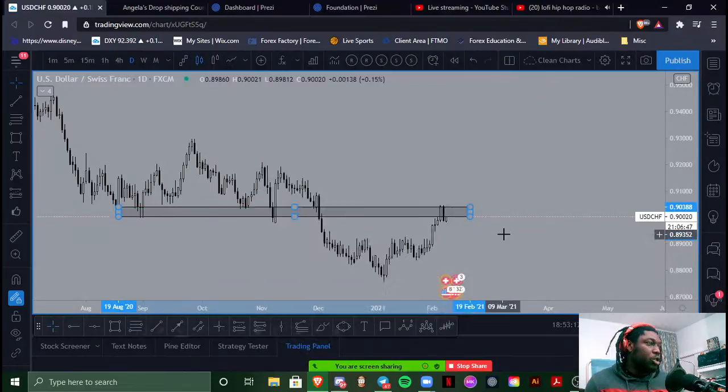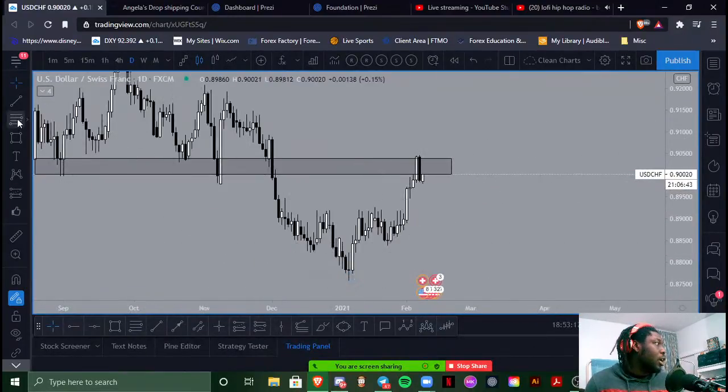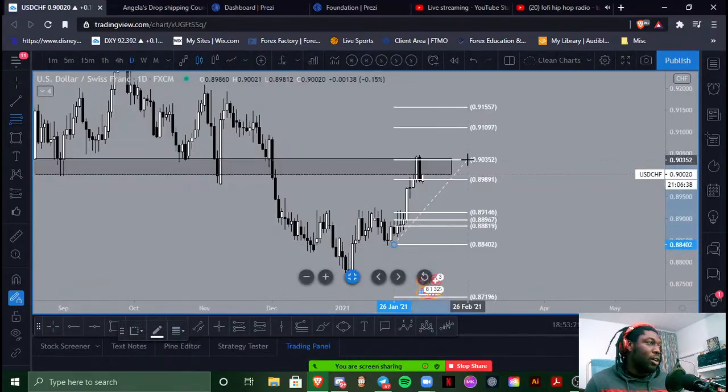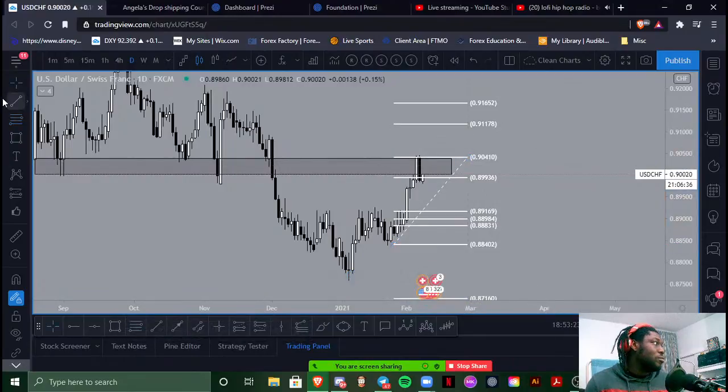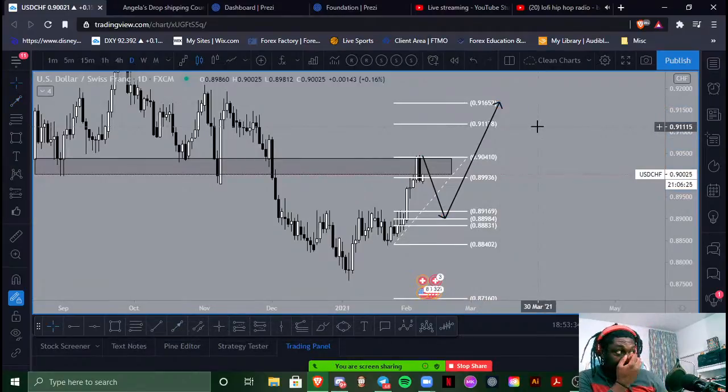Normally, what would I be looking for here? Oh, dang, that's a good head and shoulders, or inverse head and shoulders. Let's just say from this breakout right here, I'd love to see price come down to 0.88984 and then continue to the upside. That's what I would love to see.